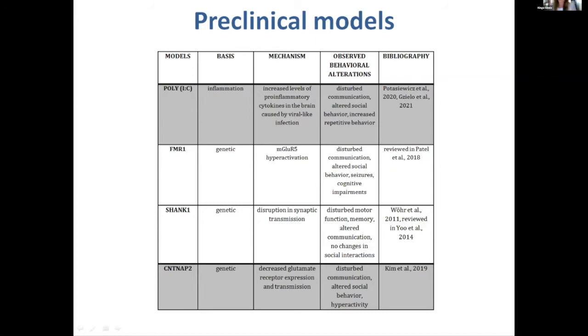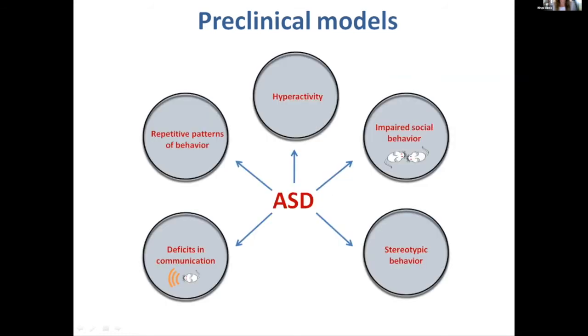These mice exhibit disruption of the morphology of the brain, hippocampi, cortex, and cerebellum, and also disrupted structure and morphology of dendrites and synapses. All of these models lead to some behavioral impairments like impaired social behavior, hyperactivity, stereotypic behavior, repetitive patterns of behavior, and also deficits in communication.